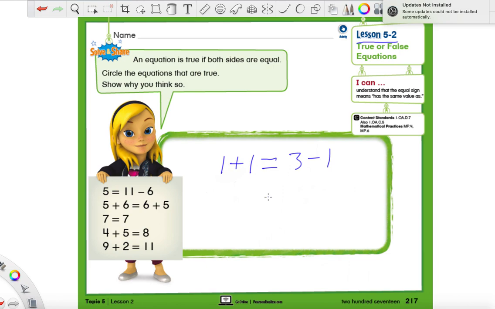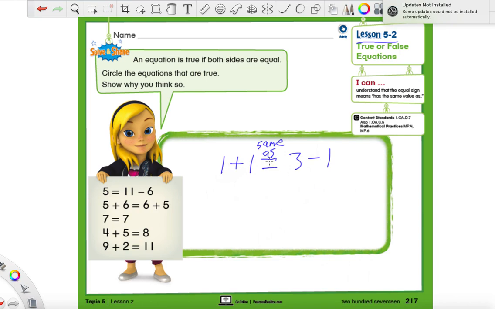Now, this is an example of something that would be much tougher. So there's a few ways we can think about this. And again, I'm going to suggest that where this equal sign is, you just use the words "same as." Is 1 plus 1 the same answer as 3 minus 1?